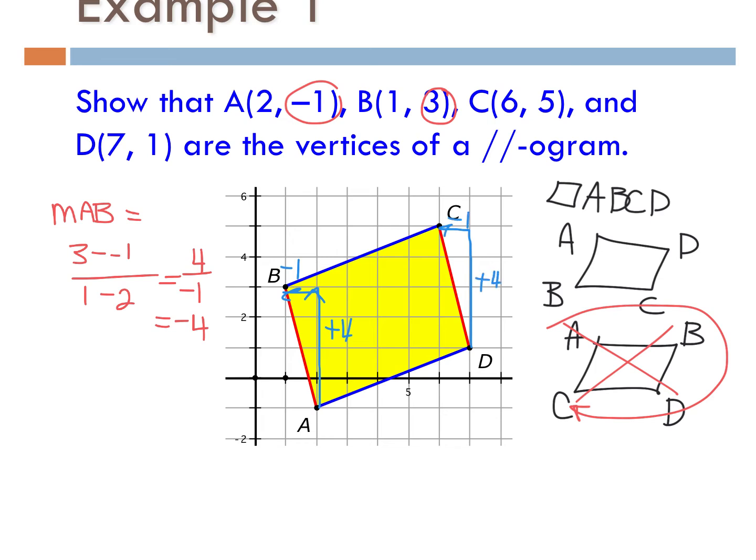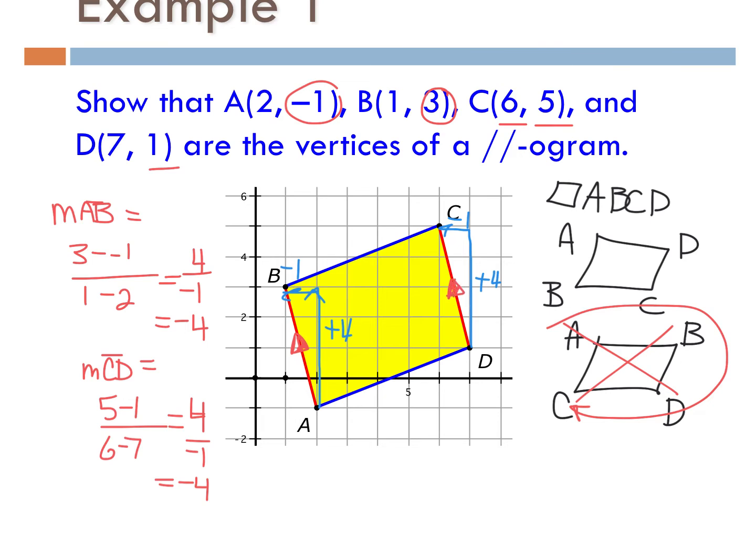But you're not always going to have it drawn for you. So I'm just going to do it by hand. So the slope of CD, of that segment, is going to equal, from C to D, 5 minus 1 over 6 minus 7. And hopefully you see that this is 4 over negative 1. This just simplifies to be negative 4. Okay, so far I've only shown this pair of opposite sides is parallel.